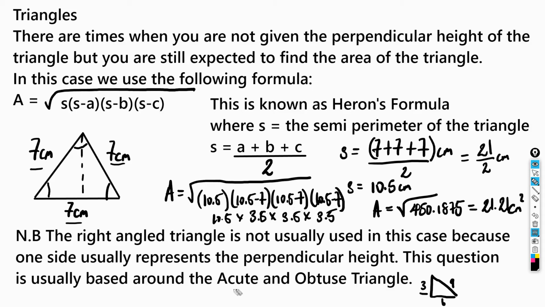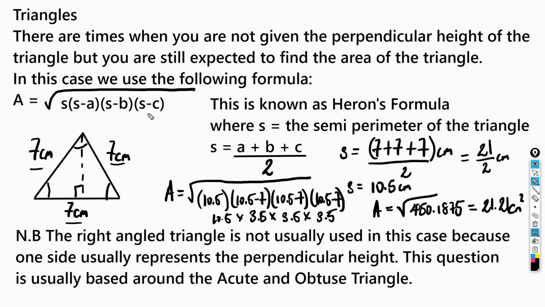So this question is more directed towards the acute and obtuse triangle. In those cases, you would more than likely want to use Heron's formula if you don't have the height. So if you're looking at a triangle and you don't have this perpendicular height here, don't get mixed up and say, oh no, I don't know what to do. You do know what to do. You're equipped. You have to remember this formula. Use Heron's formula in that case.